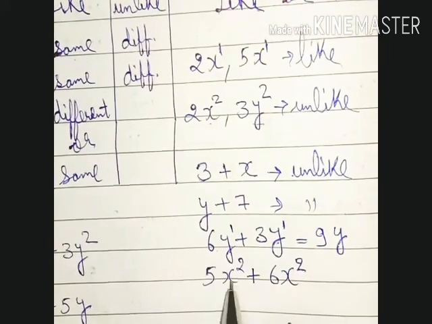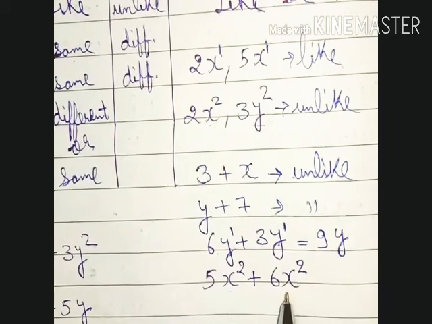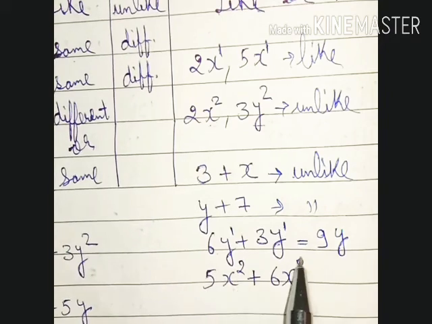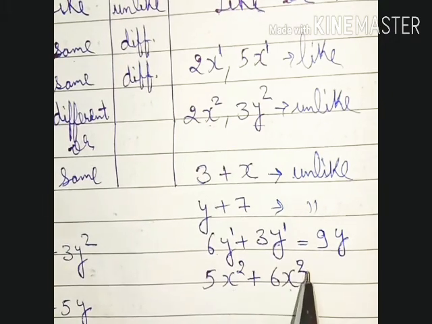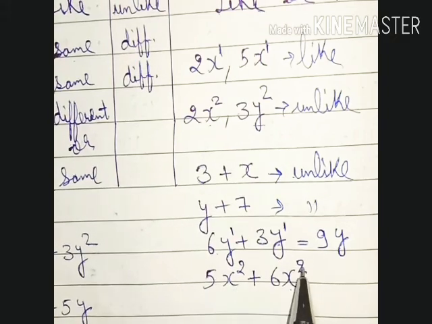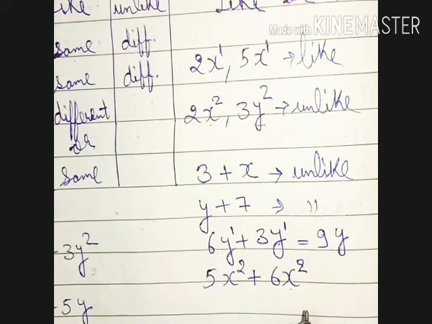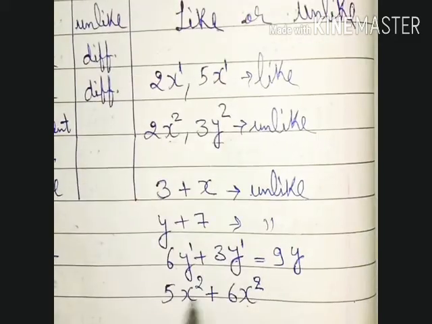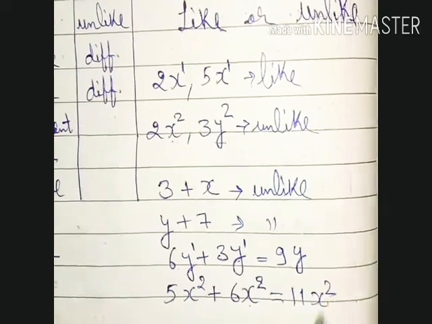Next is 5x square and 6x square. Both terms have x as the variable. Power is 2, meaning x square in the first and x square in the second. Variables are the same, power is the same, so these are like terms, but the coefficients are different. So no problem, we can add 5x square and 6x square. The result will be 5 plus 6, 11, and x square will be the same.